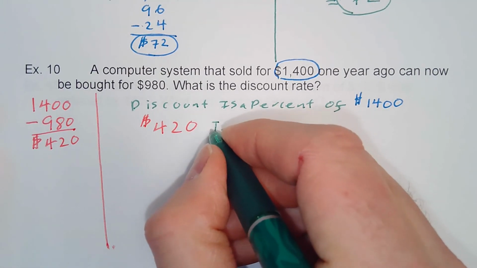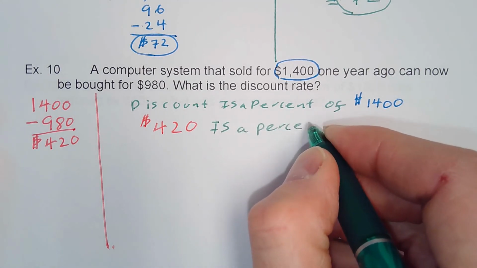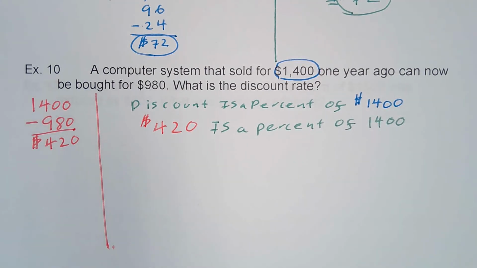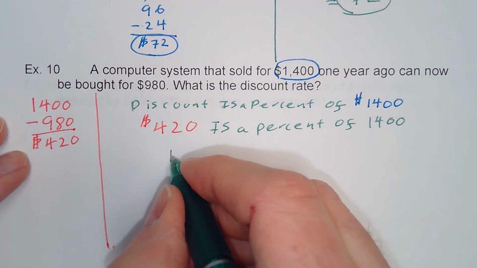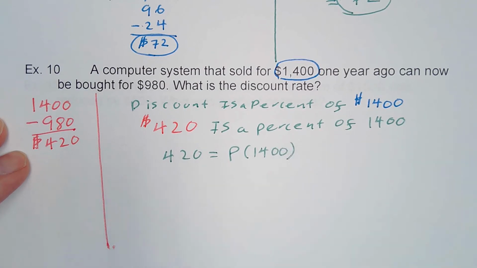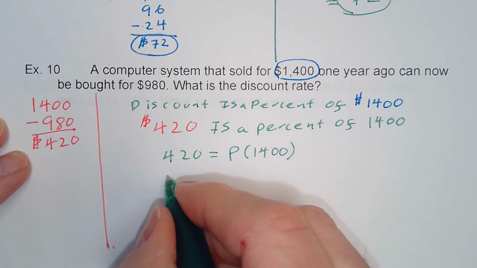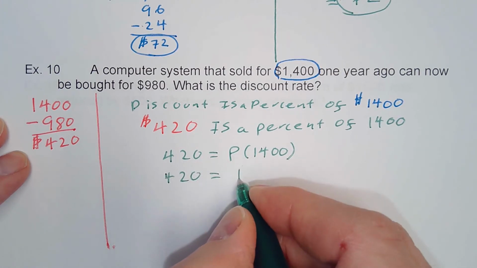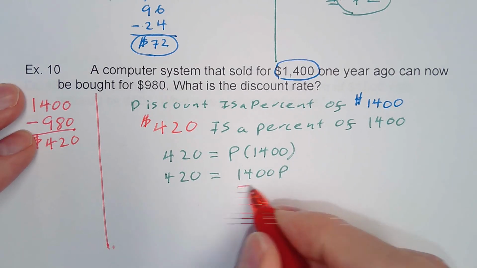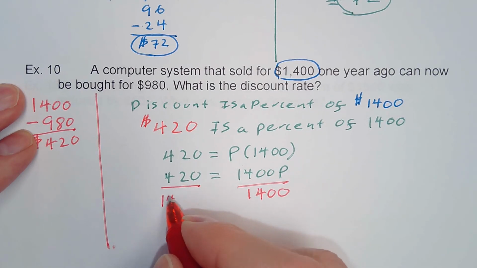So we want to know that $420 is a percent of 1,400. Now we're ready to roll here. Going to rewrite that as amount equals my percent times base. Rewrite that as 1,400p equals 420, and then divide by 1400.